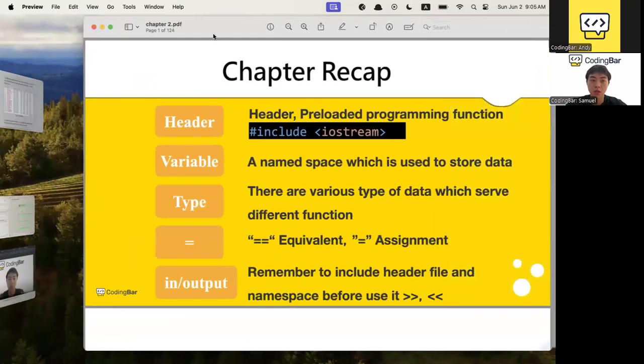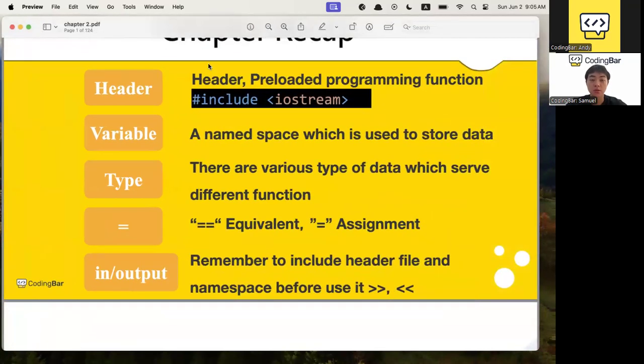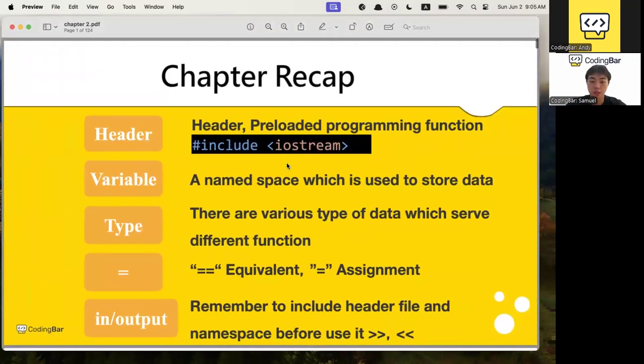So today we are entering chapter 2. As a quick recap, in chapter 1, we talked about header. Header is a preloaded programming function. So this is a header. What does this header do? By using this include, we are including a library which is written by others. And this library might have a lot of useful functions which we can use in our program. So this is a very helpful thing.